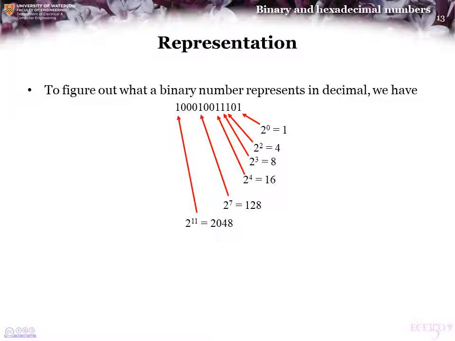Thus, this binary number represents 1 plus 4 plus 8 plus 16 plus 128 plus 2048, or 2205.